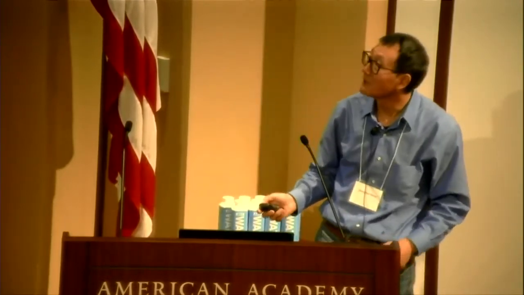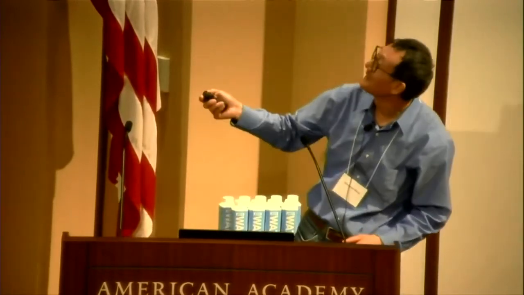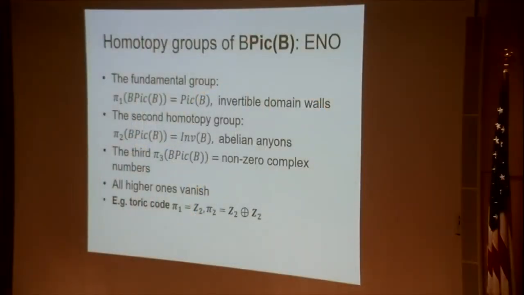So now we'll first look at the anyon models. I already mentioned that if you take an anyon model and calculate the homotopy groups, the fundamental group is the Picard group, or the tensor autoequivalences. The second homotopy group is all the abelian anyons in your model. And the third homotopy group is very boring. It's always the non-zero complex numbers. And they're all trivial above that. If you take the toric code, pi 1 is Z2, and that's the famous anyonic analog of EM duality. And pi 2 is all the anyons, Z2 cross Z2.